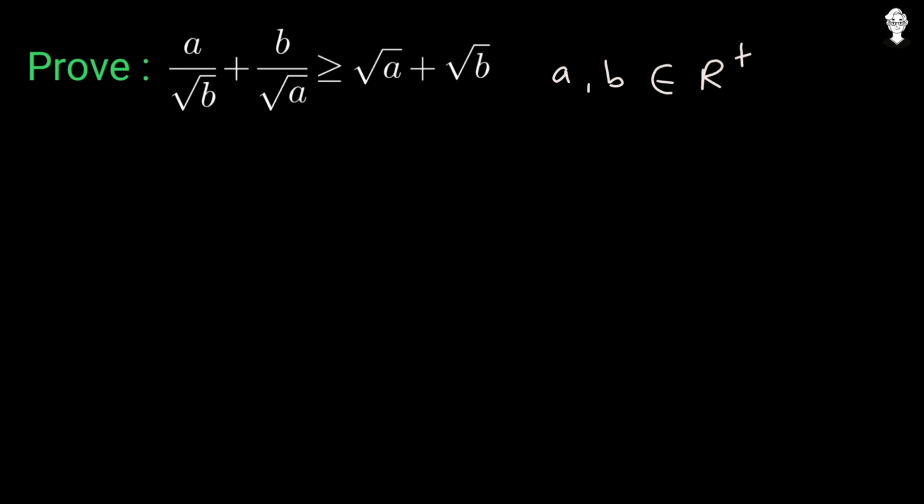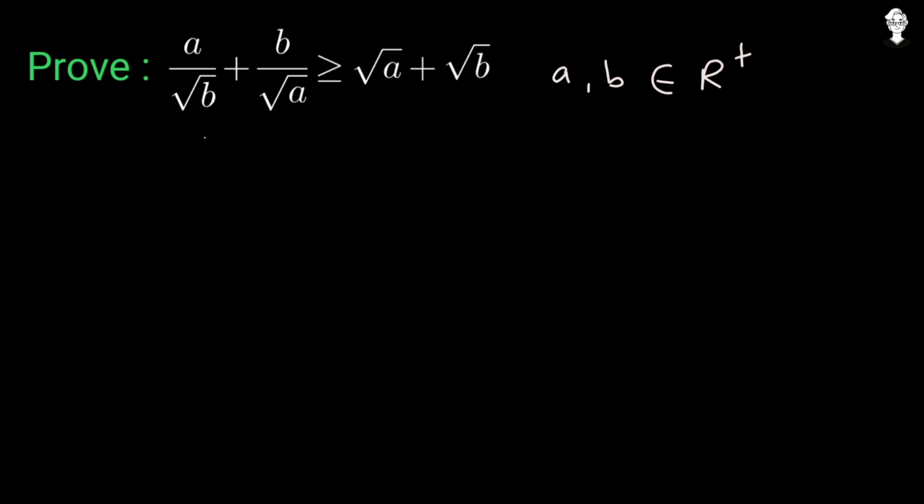So today we have a nice algebraic inequality. We have to prove that a upon square root of b plus b upon square root of a is always greater than or equal to square root of a plus square root of b, where a and b are positive real numbers. So this is Anmol Mishra, and now let us see the solution.